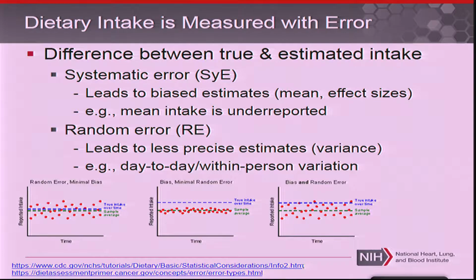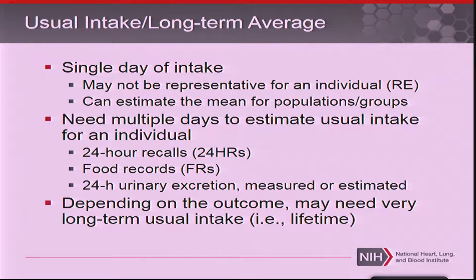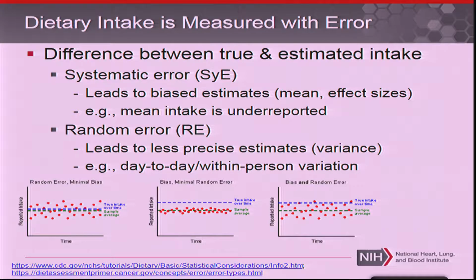So there are two kinds of errors. There's systematic error, which leads to biased estimates such as mean and effect sizes. There's random error, which leads to less precise estimates and it affects the variance estimates. So as you can see in the lower left corner, this is depicting random error with minimal bias. The sample average is actually very close to the blue line in the true intake, but there's a lot of scatter or variance around those estimates.